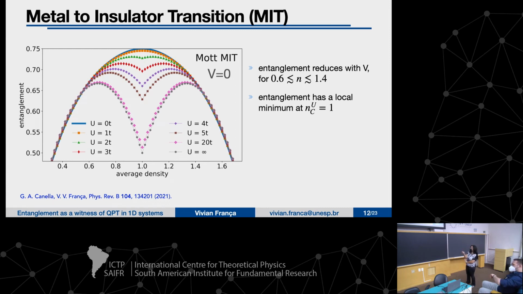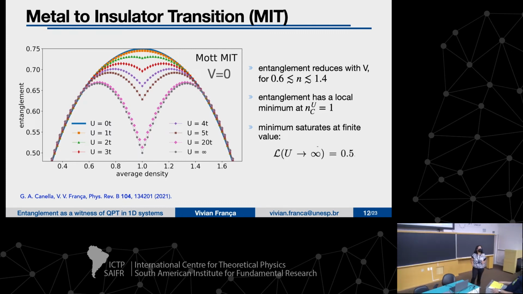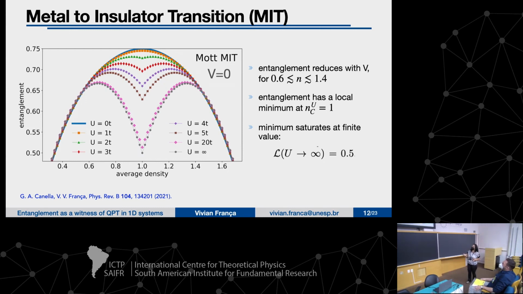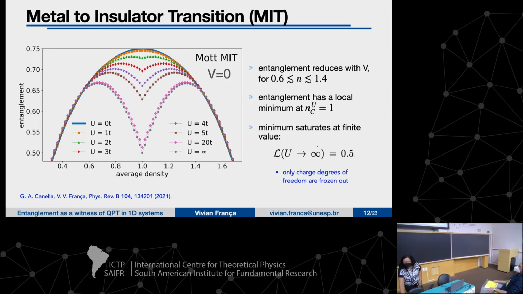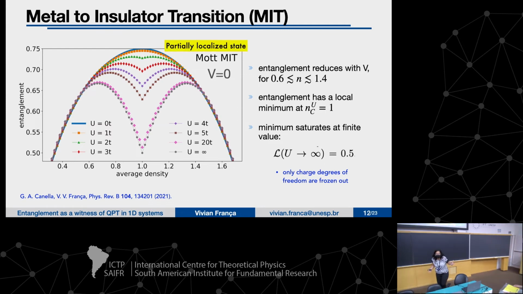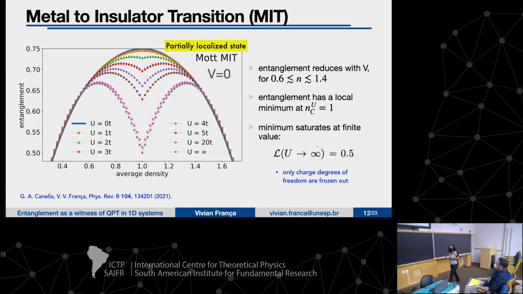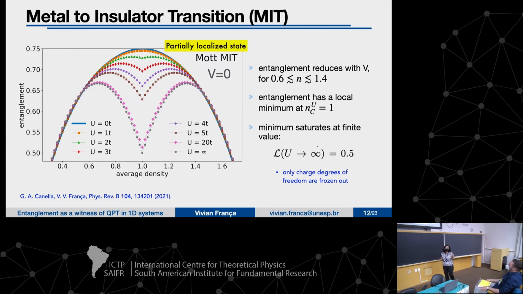Specifically at the critical n equal to 1, we see a local minimum, similar to the other case, but now for the specific critical density associated to the MOT MIT. Interestingly, the minimum never reaches zero entanglement. Even for infinite interaction, we have some finite value of entanglement. That's why we define this regime as a kind of partially localized state. From the entanglement point of view, that means some degrees of freedom in the system are not frozen out, probably related to spin degrees of freedom that are not affected by the Coulomb interaction.